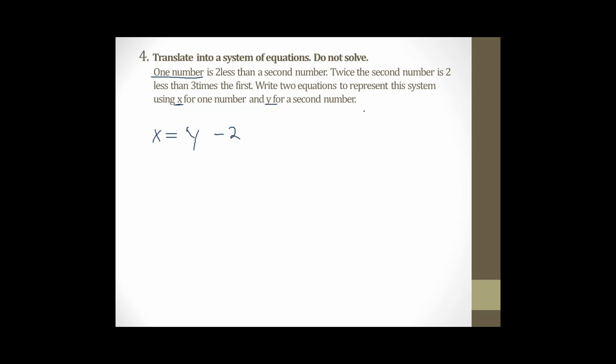Then the next sentence says twice the second number. So the second number is y, and twice means 2 times. 2 times y is equivalent to the equal sign. 2 less, again, I put that at the end, the same as if you get 2 more, you should also put that at the end. And then 2 less than what? Then 3 times the first. So 3 times x.